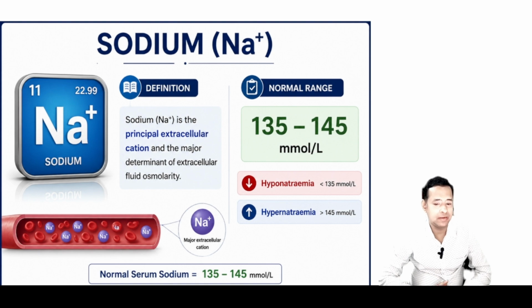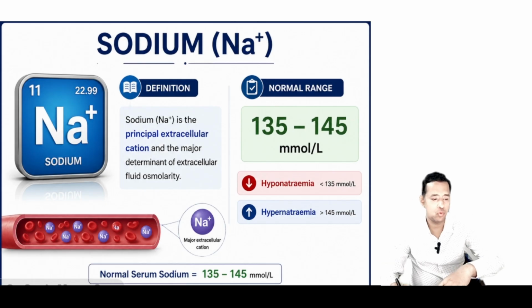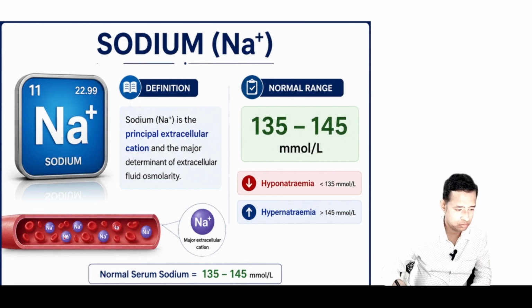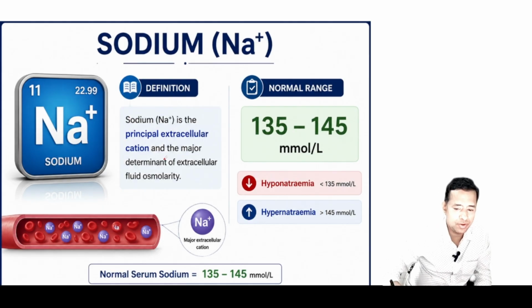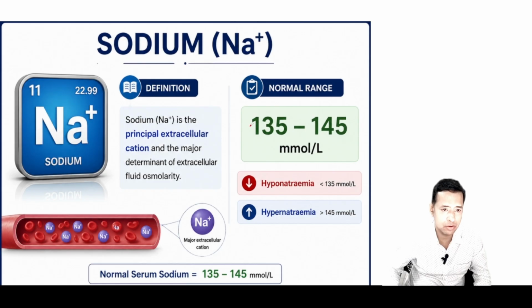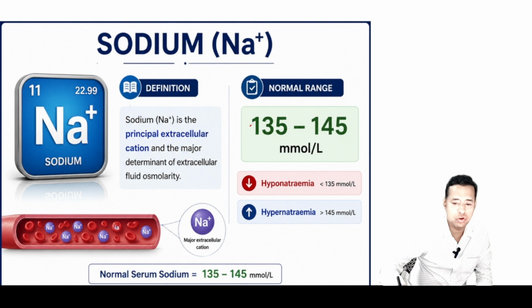What is hyponatremia? Serum sodium less than 135 millimole is called hyponatremia. We are going to focus on hyponatremia because hypernatremia everyone can easily manage, but hyponatremia is very serious and difficult to manage. The normal serum range is 135 to 145 millimole per liter.